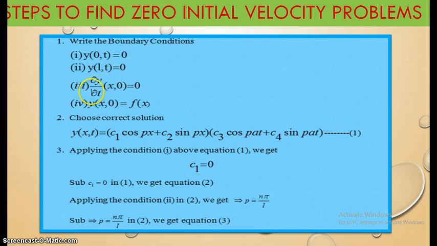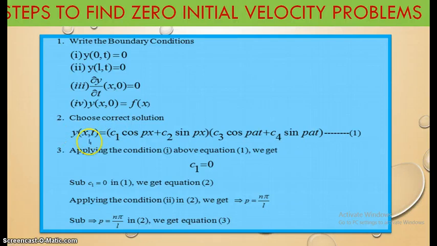So the next two cases are initial conditions: ∂y/∂t of (x, 0) equals 0, then y of (x, 0) equals f of x. Next, step number 2, choose the correct solutions. I already told you we have three possible solutions. Among the three possible solutions, we can choose the second solution based on the trigonometric form.